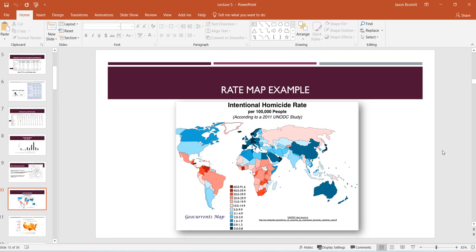There are rate map examples, and you can find these online. A lot of times you can find things with the CDC website. And again, when we talk about epidemiology, it's not necessarily just disease, but here in this case, something a little bit more morbid, intentional homicide rate. And you can see with this rate map example, where are those hotspots? Where are places that are potentially less safe to live in or to travel to? Really kind of a fascinating presentation there.